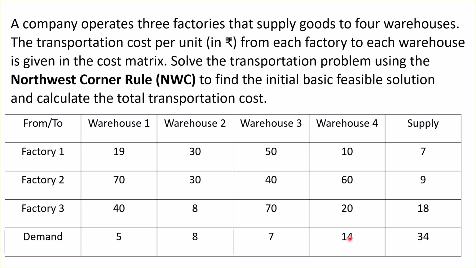And that can be supplied from factory 1, factory 2 or factory 3, doesn't matter, but finally the demand should be met. And if you calculate the total demand, that will be 34, and if you calculate the total supply, that is also 34. That means the supply is equal to the demand. This type of problems are called balanced transportation problem because here the supply is equal to the demand.